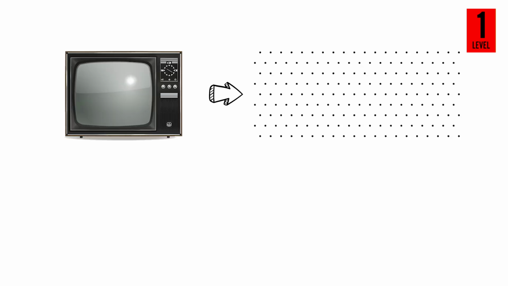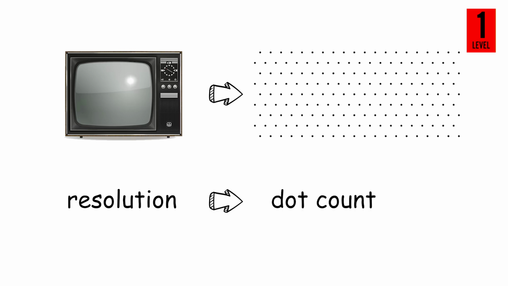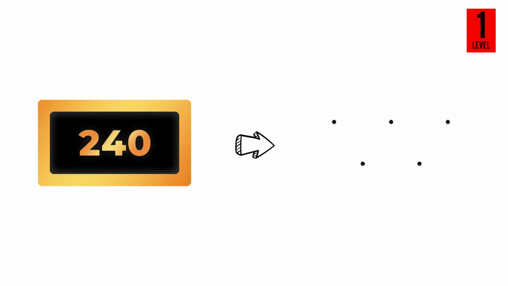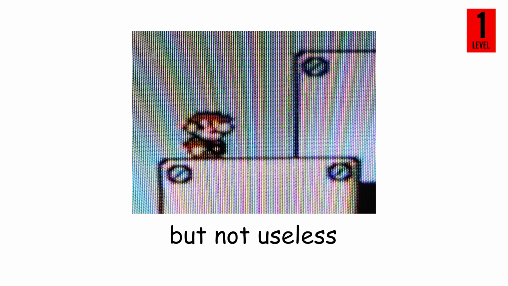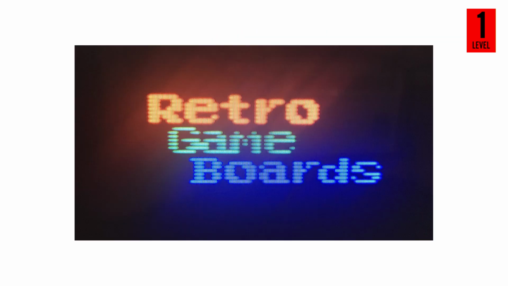Because a screen is really just a grid of tiny dots, and resolution is nothing more than the dot count. 240p is what it looks like when there are barely any. It's blurry, but not useless. You can still make out a face or a big shape in the background. The moment small text shows up, though, it melts into mush.